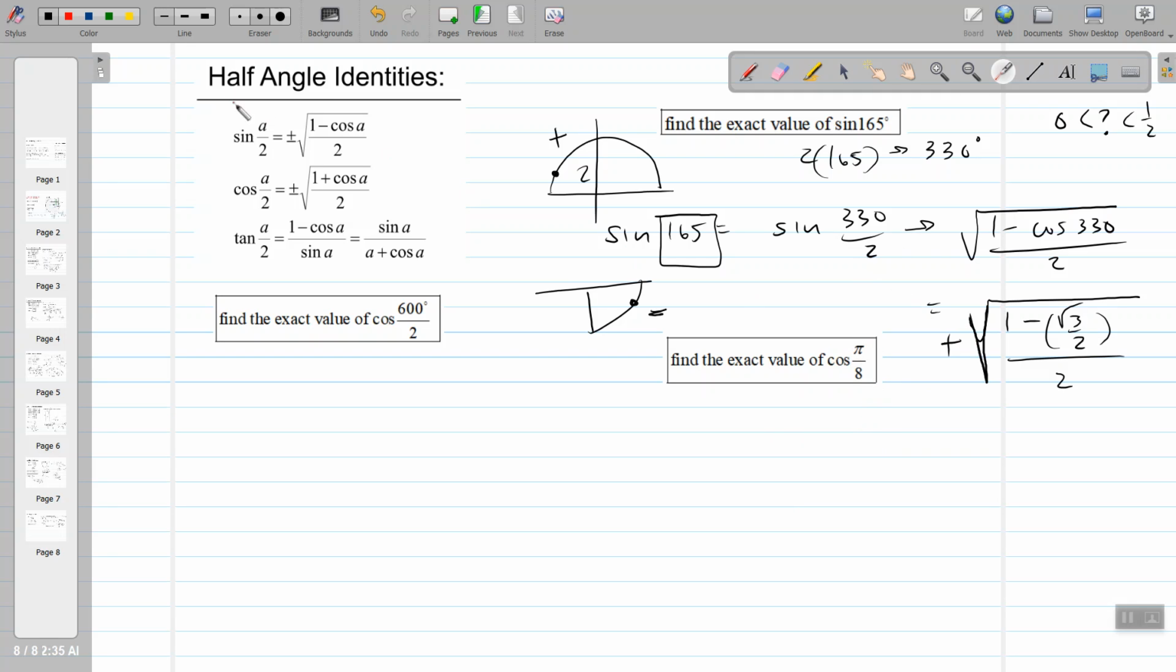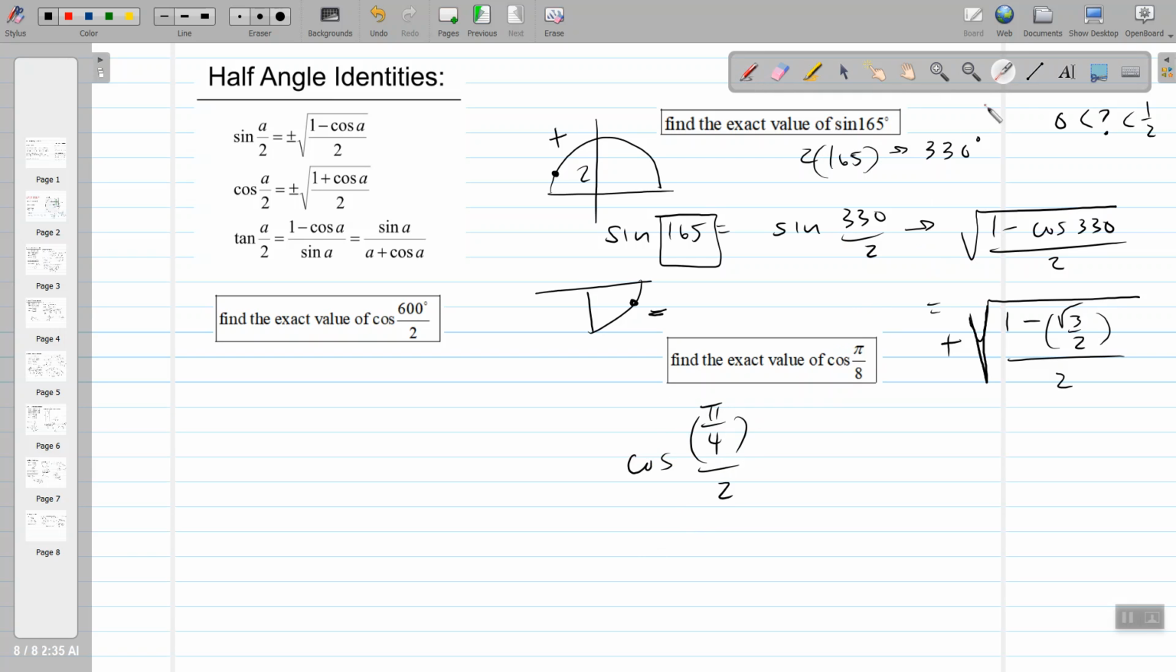In this case, since we're on the half angle identities, your hint is you probably want to multiply this by 2, because you're going to end up using the half angles. So if you multiply pi over 8 by 2, I believe you get pi over 4, which is good because pi over 4 is one of your nice values on the circle. So that means we can rewrite this as cosine of pi over 4 over 2.